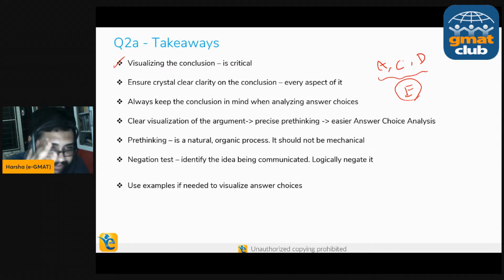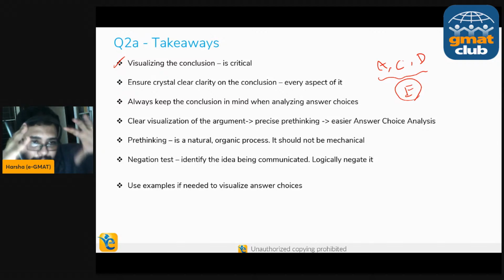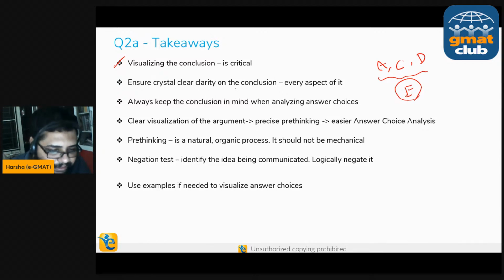Visualizing the conclusion, vital. You should have it in your brain when you're doing answer choice analysis. That's a point of failure with a lot of students. A lot of students forget the conclusion by the time they're doing answer choice analysis. You might be faltering here if you failed in this question. Okay, crystal clear clarity on the conclusion. We understood that very important aspect.